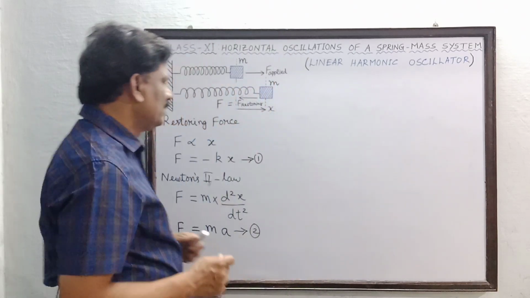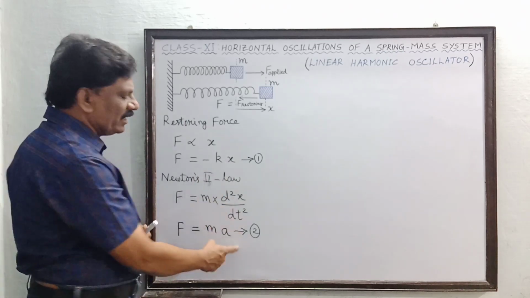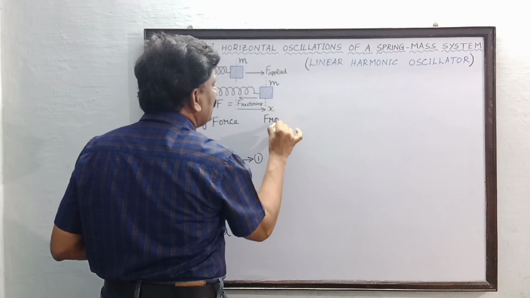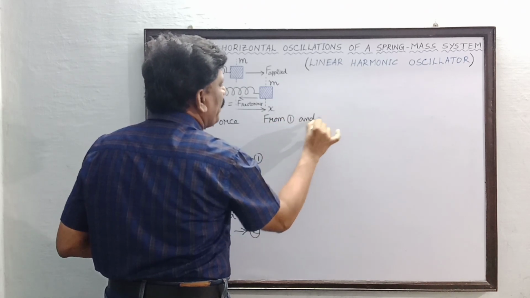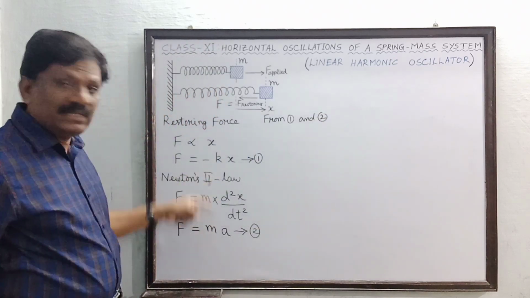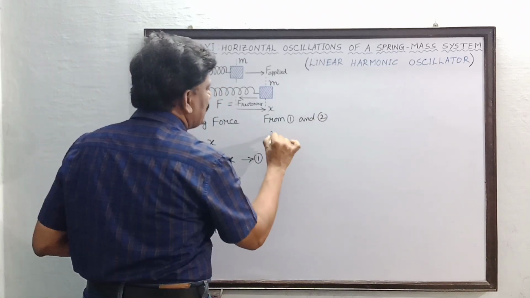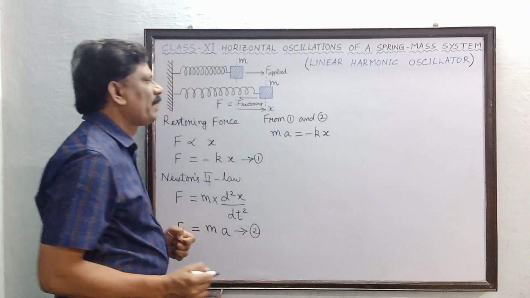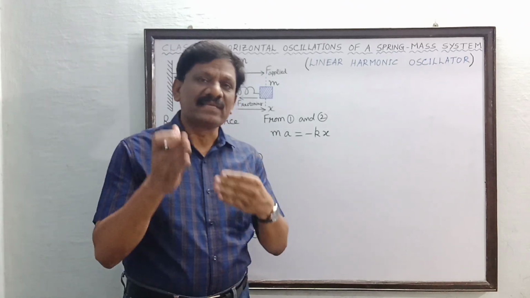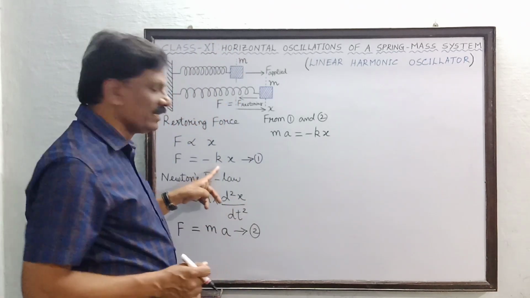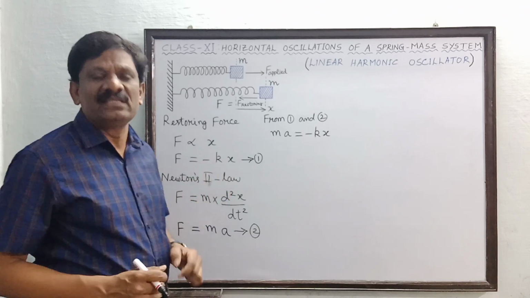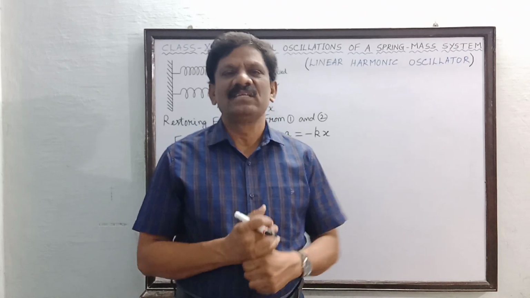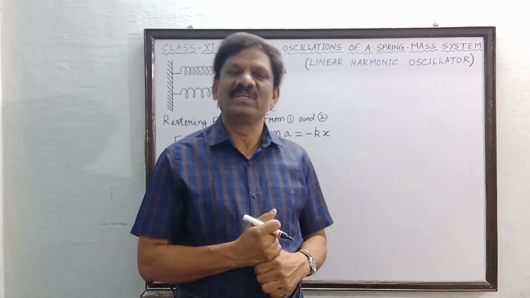I am going to equate the right hand sides of equations 1 and 2. So mass into acceleration is equal to minus k into x. Now you tell me, what is k? There is a constant here, is it not? This constant k is called the spring factor or spring constant or force constant.